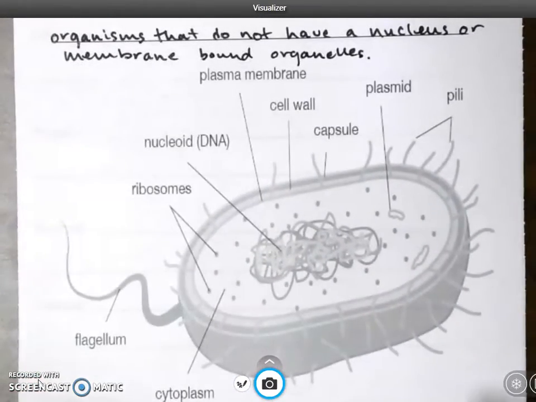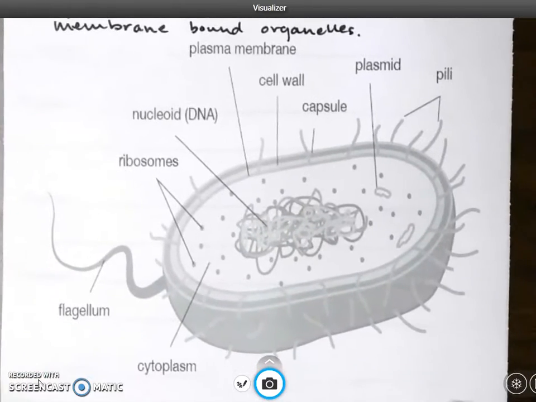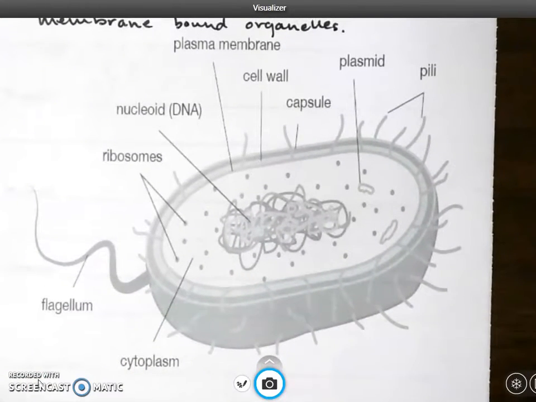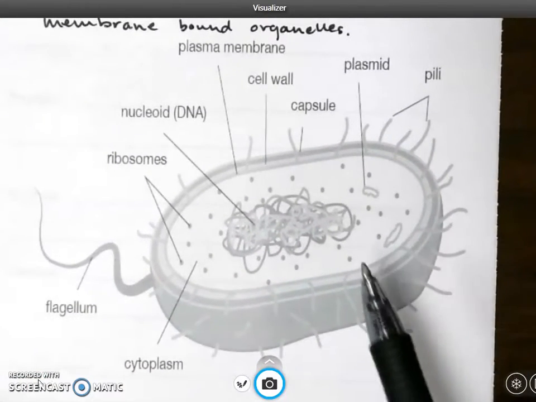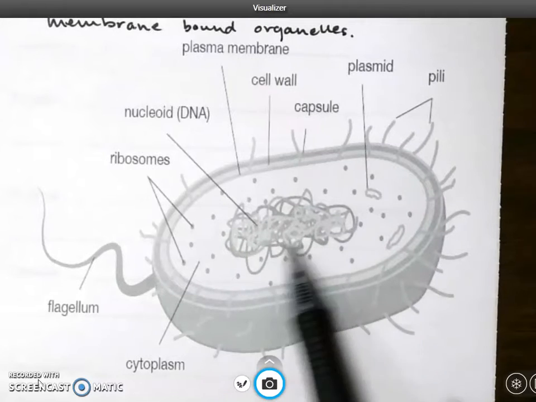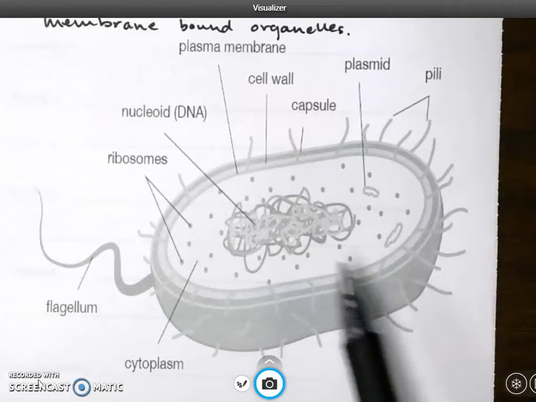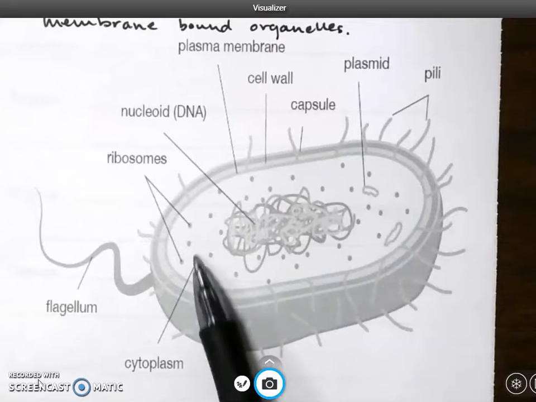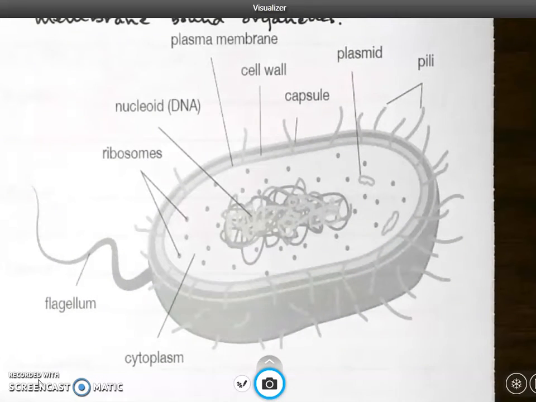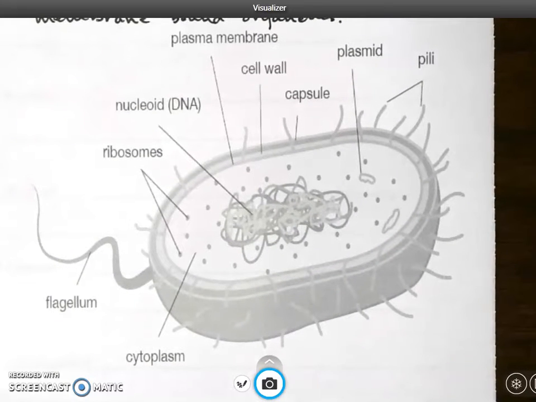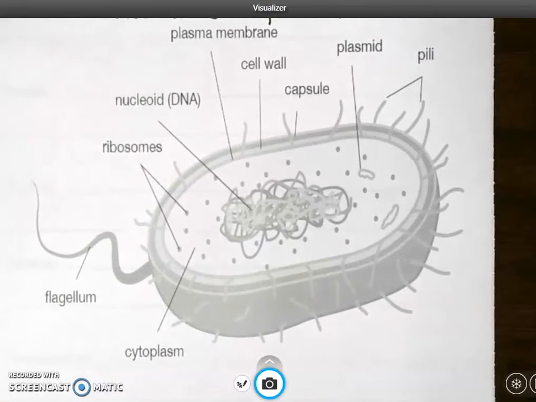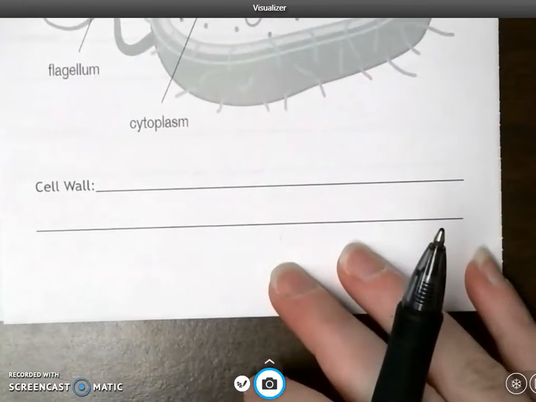Here we have a picture of a prokaryotic cell. Okay, it's very small. We have some DNA here in the nucleoid region. It's a single chromosome. We have some plasmids, some cytoplasm, and we're going to talk about what each of those are. We're going to start with the cell wall.